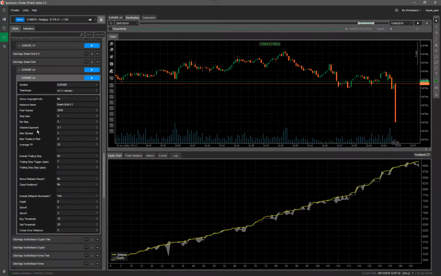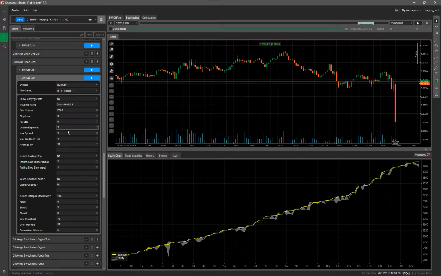Now for this one, I'll just clarify, this isn't every time it drops back 5 pips. The volume exponent will only double the volume every time there's a winning position. So each time you win and it closes, say you started with 2K and the volume exponent was 2, I don't know if I just changed that. Every time a position closes in profit, so you win, it will open up another position, a retracement of 5 pips, double the volume.